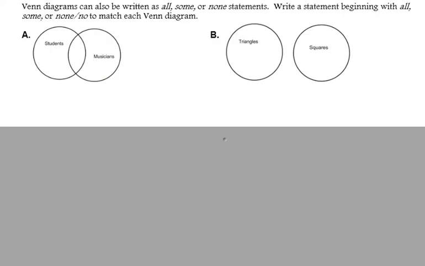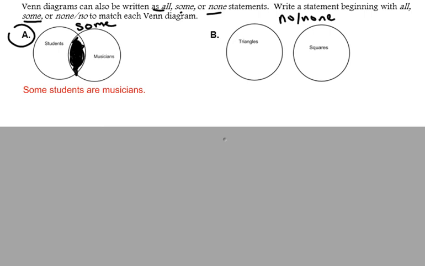Another way we can talk about Venn diagrams is as all, some, or none statements. If you have two interlocking circles, it's read as a some statement. If you have two circles that don't touch at all, it's written as a no or a none statement. So for example, in A, we have some students are musicians. Those students that are both students and musicians lie in this area right here, the conjunction. So to write a some statement, we would say that some students are musicians.